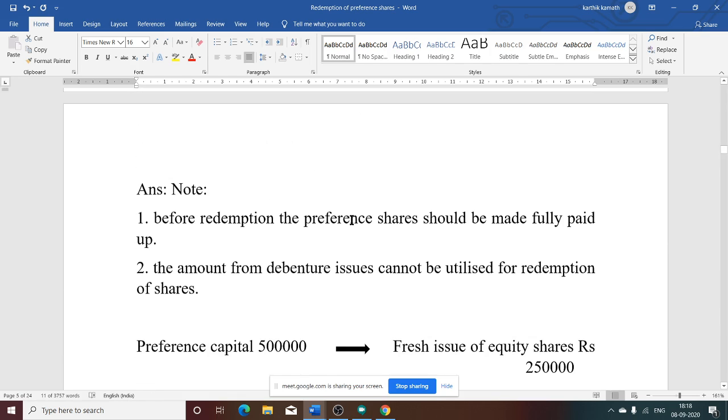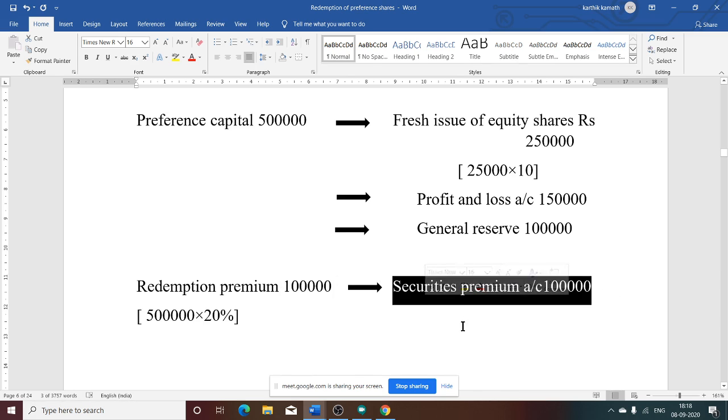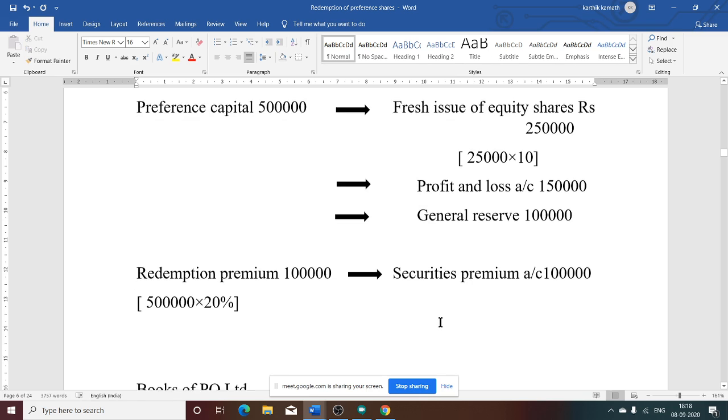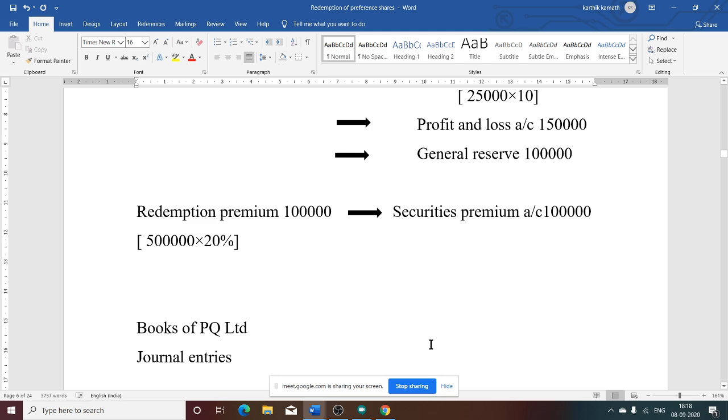account. But we want only 1 lakh for redemption premium. We know 1 lakh 25,000 is there in security premium. We want only 1 lakh, so we will take it from security premium. Since there is a sufficient balance available in security premium account, 1 lakh is utilized for payment of redemption premium. That is working note 2. Redemption premium 1 lakh is paid from security premium account. That is 1 lakh.